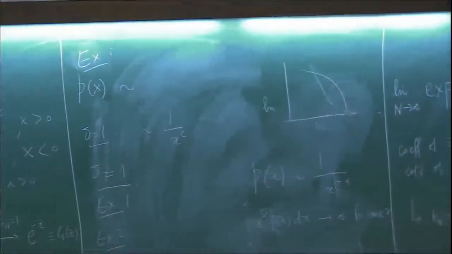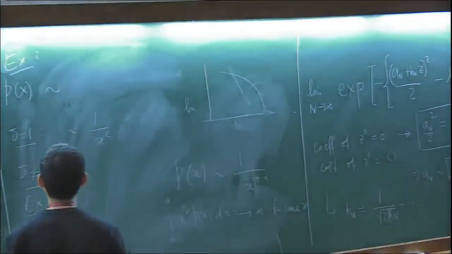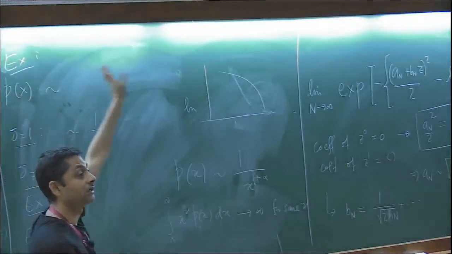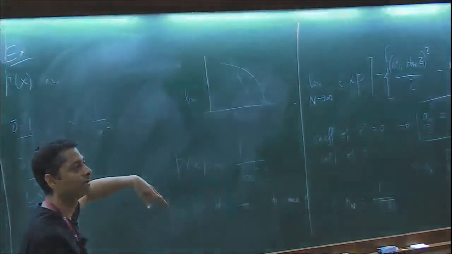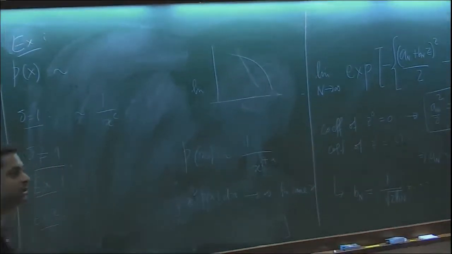Delta should be bigger than 1. No, I'm saying that delta equal to 1 is the power law. No, I know. But see, it still is slow.